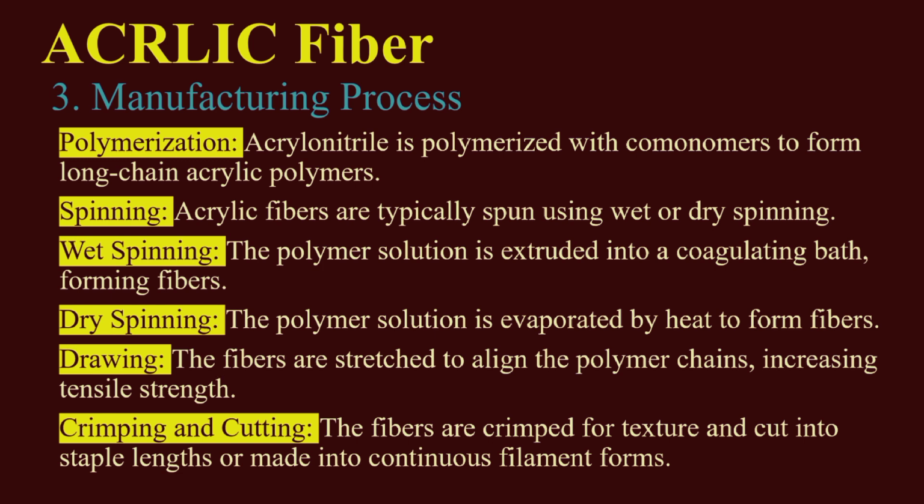And further, crimping and cutting: the fibers are crimped for texture and cut into the staple length, or made into continuous filament forms. This was the overview process of acrylic fiber: polymerization, spinning, wet and dry spinning, drying, crimping, and cutting as per required.